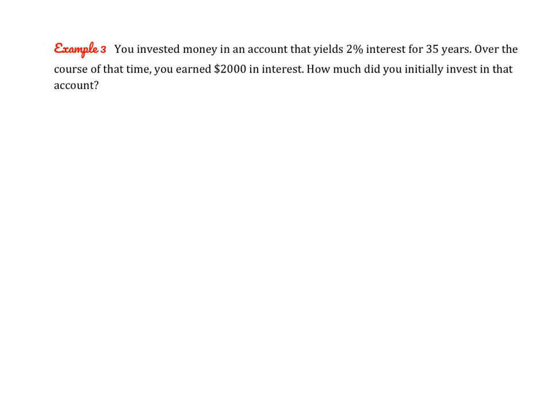All right, let's try another one. This one says you invested money into an account that yields 2% interest, and you had it in there for 35 years. Over the course of that time, you earned $2,000 in interest. How much did you initially invest in the account? So you can see that we can use that same formula because it involves the amount of interest you earned, but this time we're trying to find the principal. How much did you initially invest?